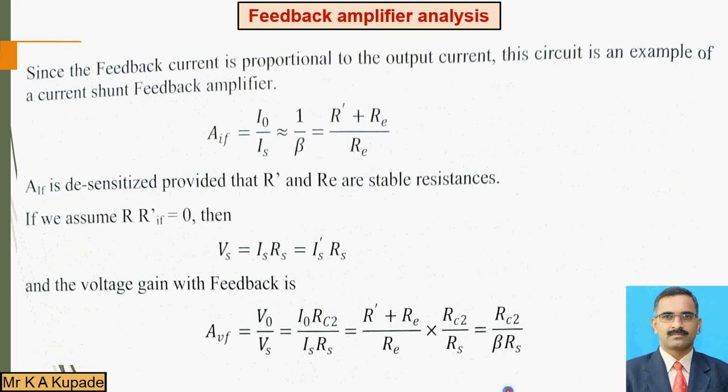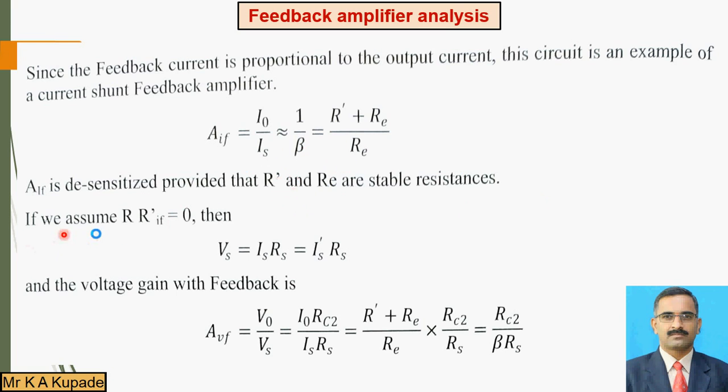Now since the feedback current is proportional to the output current, the circuit is an example of the current shunt feedback amplifier. The gain of the current with feedback is calculated as I naught upon Is, and it is given by this relation. So AIF is this, desensitized, provided that R and RE are stable. Here it gives the stability for this particular R and RE.